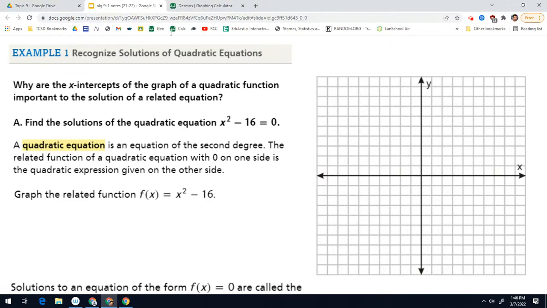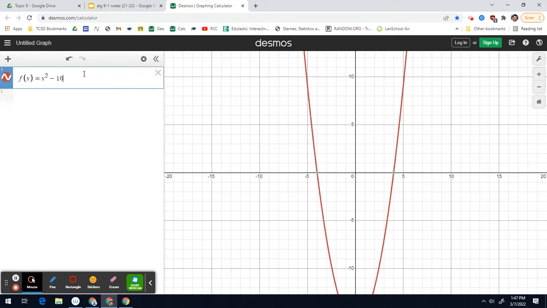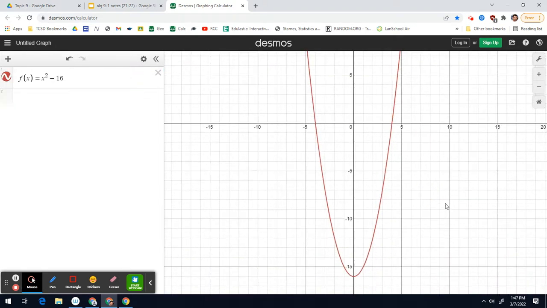Going to Desmos, we're going to type in f of x equals x squared minus 16. And I'm going to just bring it down. There we go. So there's my graph. Notice that its vertex is down here at negative 16. And notice the two x-intercepts are negative 4, 0 and positive 4, 0.